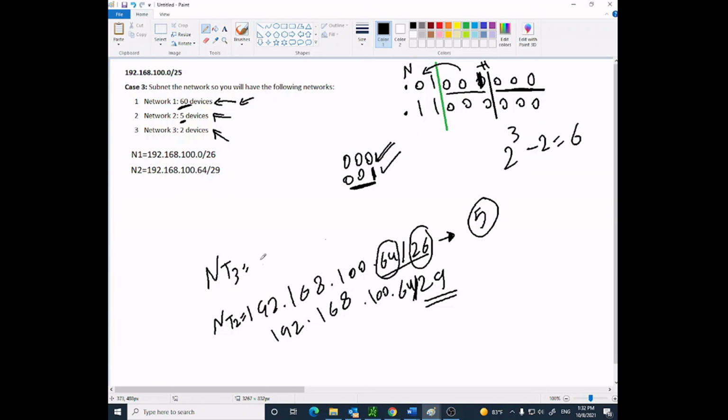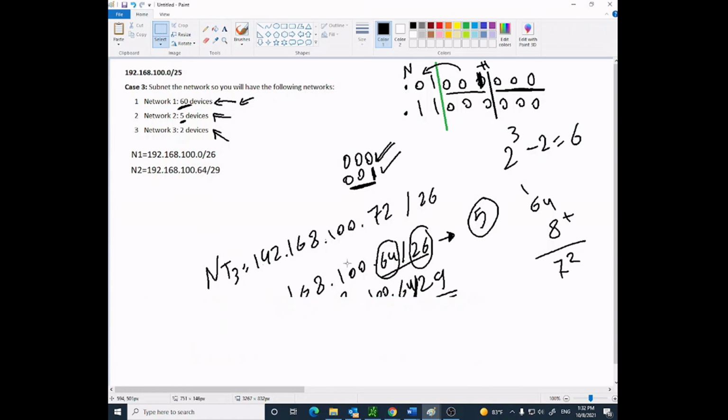The IP address in this case is going to be 192.168.100. Now this here is basically 64 plus 8, so that will make it 72. And remember, it's /29. So this is going to be the IP address. Now what I need to do after that is basically to get rid of all this. Okay, let's just take this out, take this out, take this out.